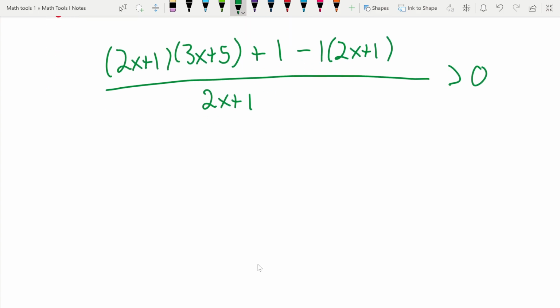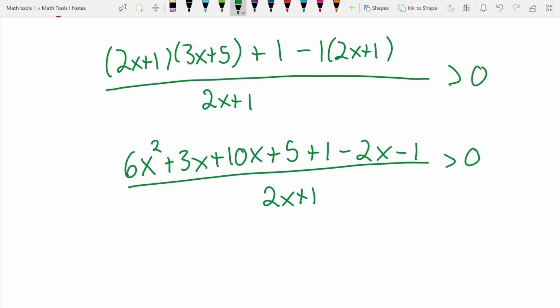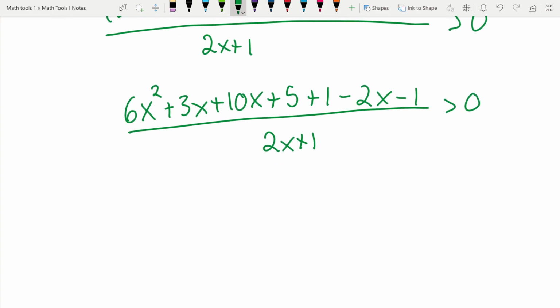Now, we'll go ahead and do the multiplication and combine everything here. So we'll have 6x squared plus 3x plus 10x plus 5 plus 1 minus 2x minus 1, all over 2x plus 1 is greater than 0. And then finally we should combine like terms on the top. So we have 6x squared. Here we have 13x minus 2x is 11x. And then we have 5 plus 1 minus 1, so 5.